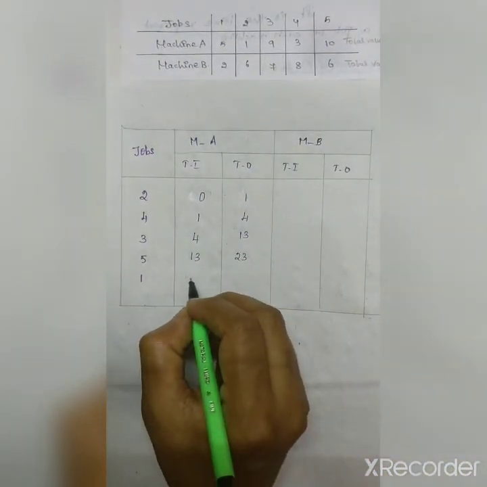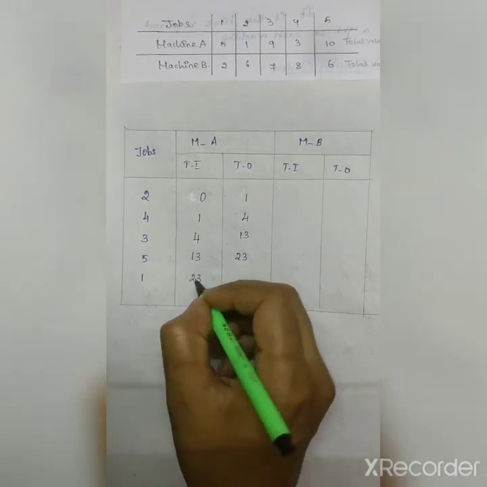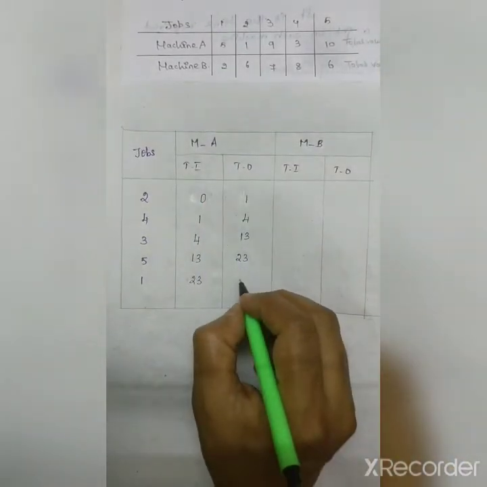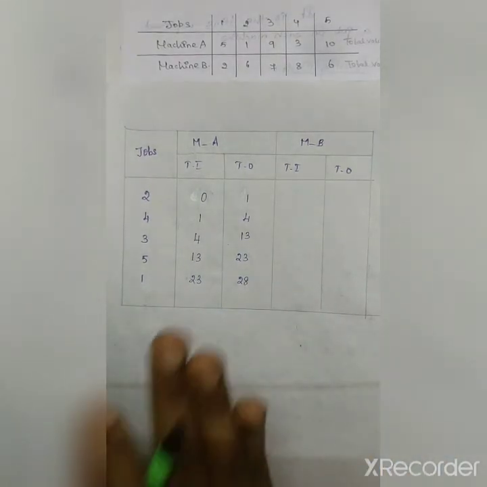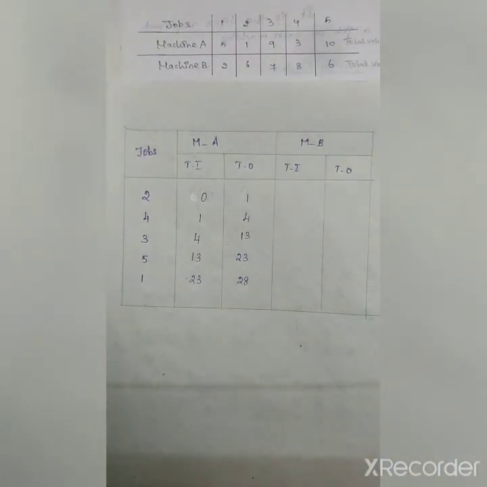So job 1 time in is 23. Finishing time will be 5, so this will be 28. So the first machine is cleared. Next we have to come to the second machine.